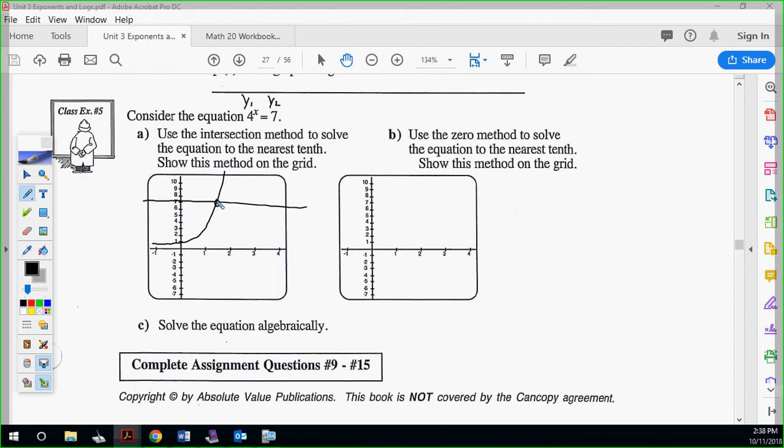Now, the zero method, what do I have to do to the zero method? I would minus the 7 over, and I'd just put that in y1, and I'd do the zero function, second trace 0, and I'd find the 0. That's the difference. And so that one would look like something like this, and you'd be finding that value.